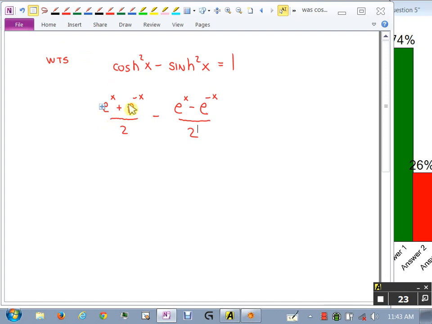We are given the definition of cosine hyperbolic of x. Now I need to do what with this? Square it, and then over here, this is sine hyperbolic x, and I need to square that. So unfortunately, we have to square each of these. I need to show that that's 1. So when you square a fraction, you square the top and bottom. And I think I'll go a little slow on this first one.